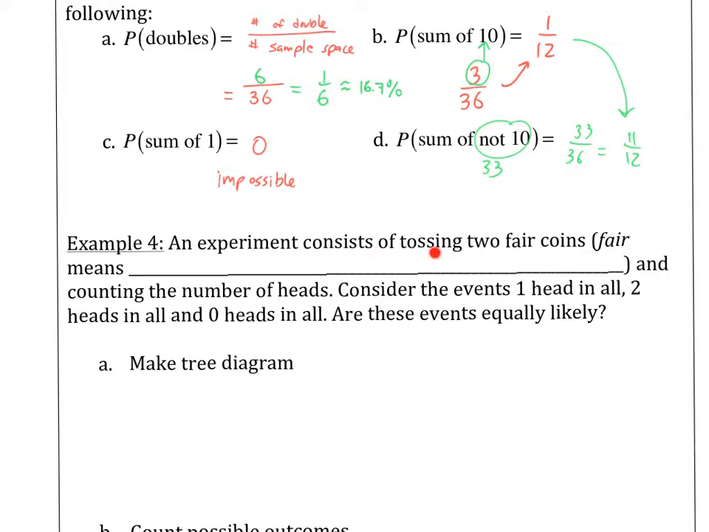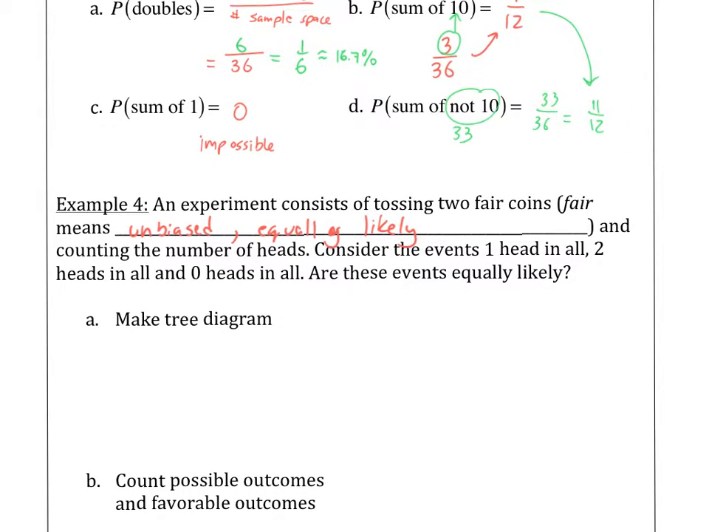An experiment consists of tossing 2 fair coins. And by the way, just so that we know what the term means, fair means that it's unbiased. Fair means unbiased, that it's equally likely outcomes. So a fair coin, a fair dice, or a pair of dice. These are all fair. We assume that one doesn't weigh more than the other, or there's not weird things going on here. And counting the number of heads that show up.